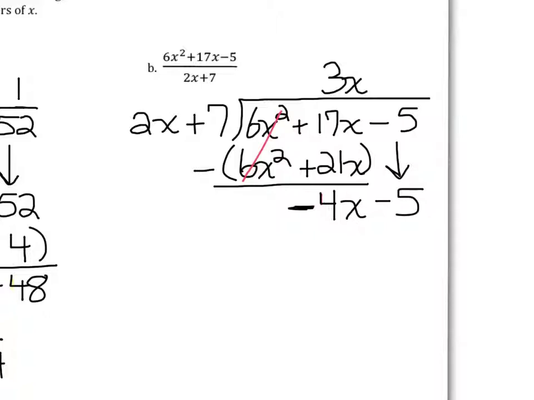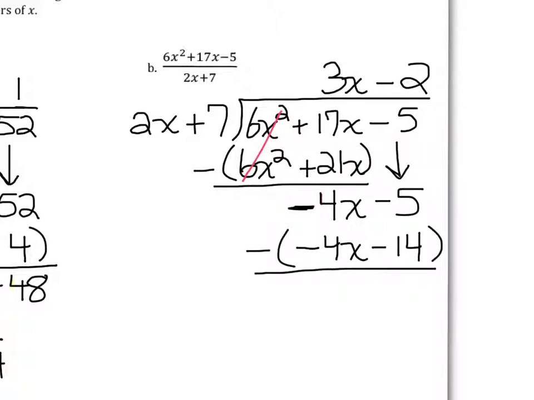Start the process over again. What do I multiply 2x to get as close as possible to negative 4x? I multiply it by a negative 2. Once I write it up here, I go back and multiply this negative 2 by this 2x plus 7, right? Negative 2 times 2x is a negative 4x, and negative 2 times 7 is a negative 14. Again, I do a subtraction here. And so I'm going to have a negative 4 minus a negative 4. Remember, when you subtract a negative, that becomes a positive, right?